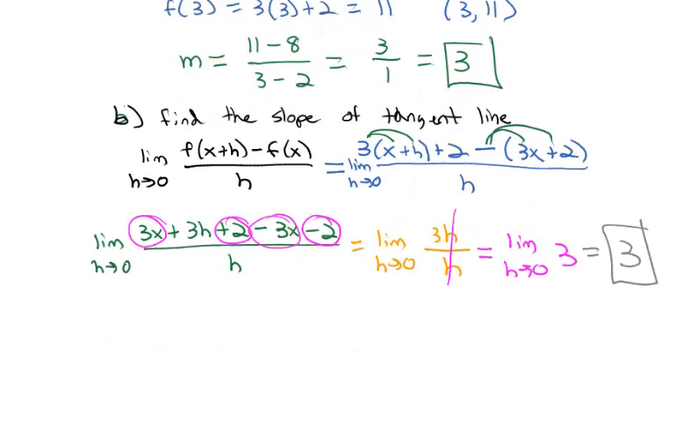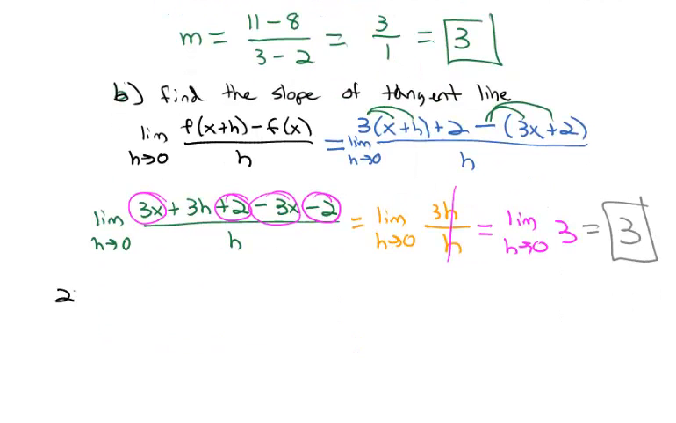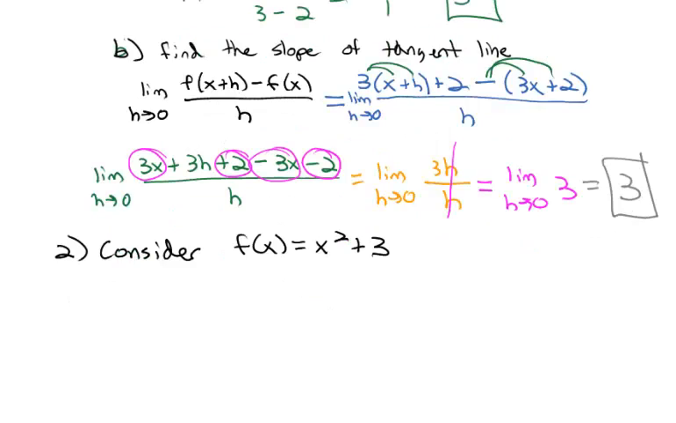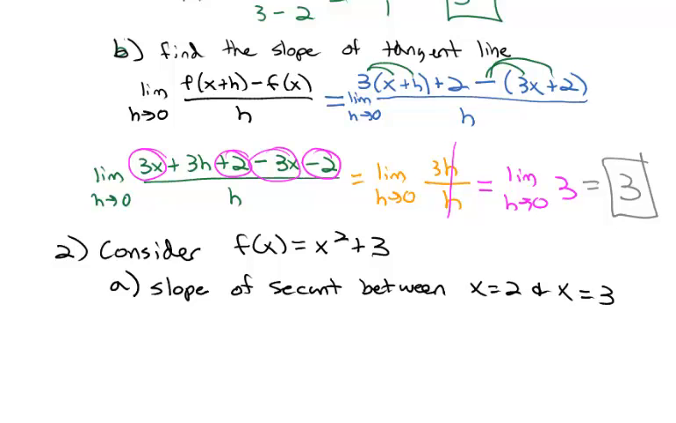Let's do number 2. Let's consider this more interesting problem. Let's say f of x equals x squared plus 3. And we'll start out with the same thing. We are going to find the slope of the secant between, let's pick the same values again, x equals 2 and x equals 3.